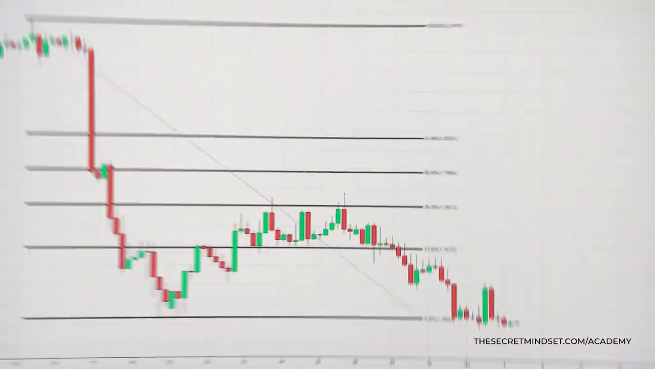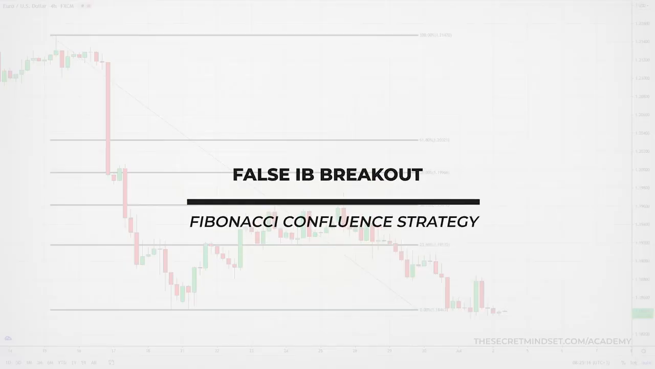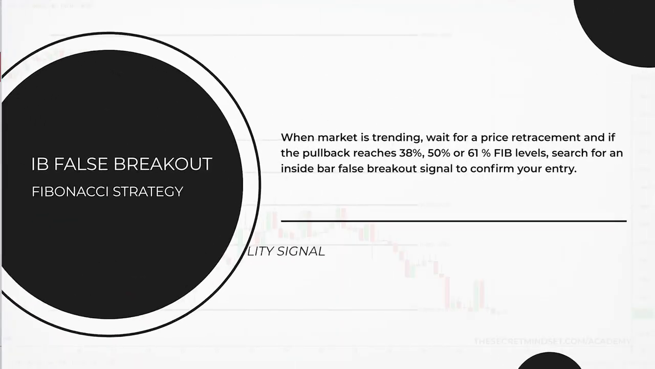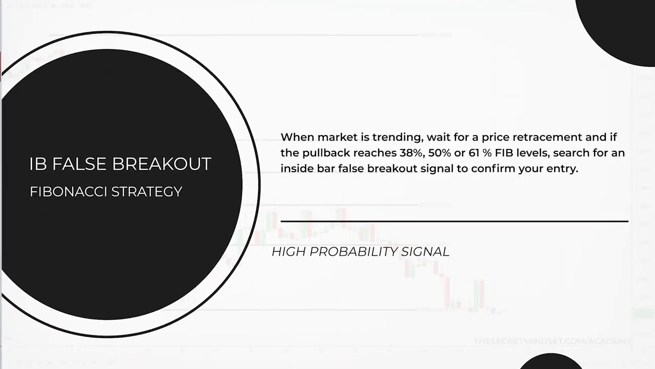I don't know if you are familiar with Fibonacci retracements. However, I will try to show you how to use it in a simple and efficient way in combination with the inside bar false breakout. The strategy is simple. If the market is trending, we wait for the retracement, and if the pullback reaches the 50 or the 61 fib level, we need an inside bar false breakout signal to confirm our entry.